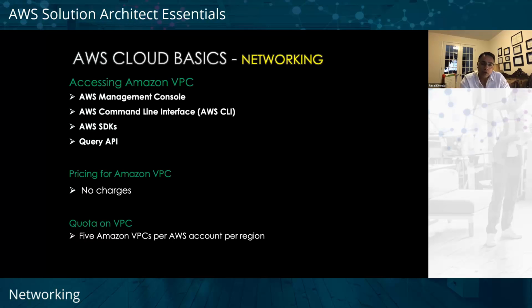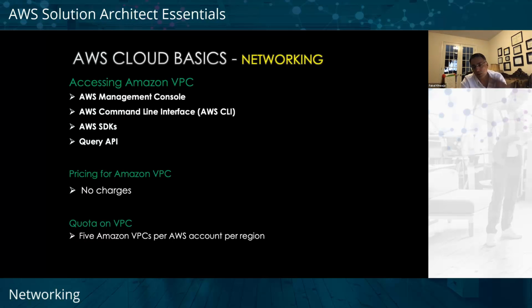You can also use the query APIs in order to access the VPCs. Pricing for VPC, there's no charge. This is $0. You can create VPCs. However, there is a quota on VPCs, 5 Amazon VPCs per AWS account per region. So if you want to create VPCs in, let's say, the US East region, you have 5 VPCs that you can create.